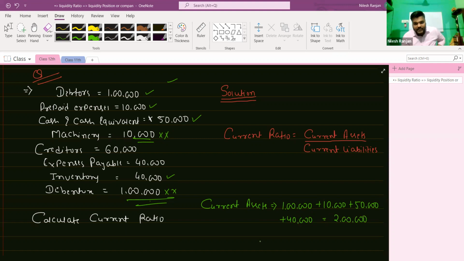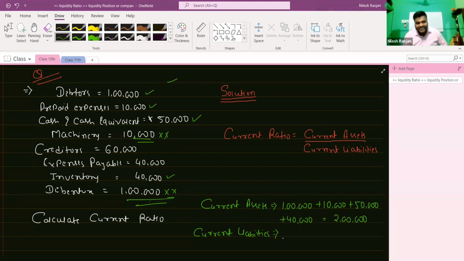Because debtors are also added. You didn't include inventory? Inventory I added. Creditors I added, and the cash and cash equivalent and prepaid expenses. I didn't add debtors. Okay, you didn't add debtors.